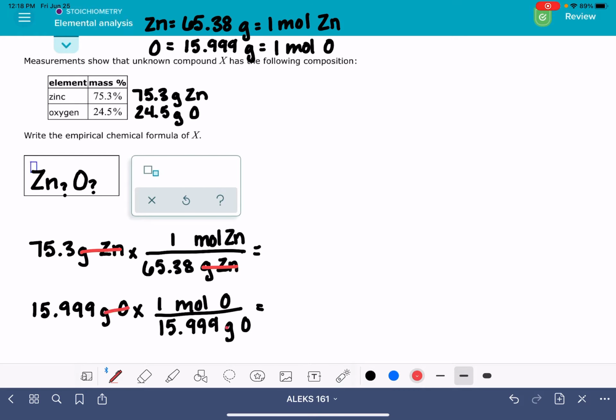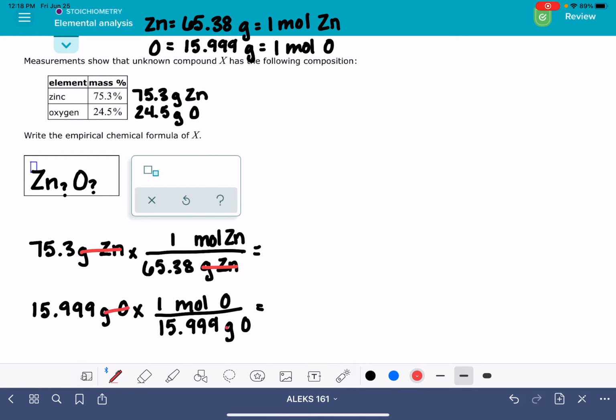Wait a minute, what have I done here? This should be 24.5 grams of oxygen. I'm not sure how I made that mistake. Sorry for that confusion. We're taking the masses that we have from the percent data. That's what we should be starting with. So 24.5 grams of oxygen divided by 15.999 is 1.531 moles of oxygen. Okay, so we have figured out the moles of zinc and the moles of oxygen.